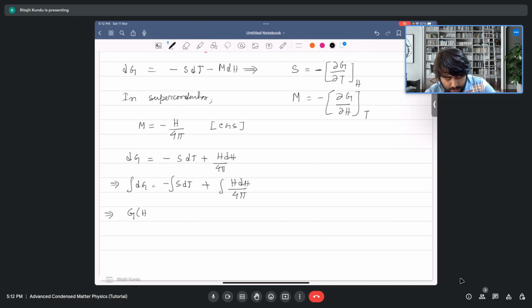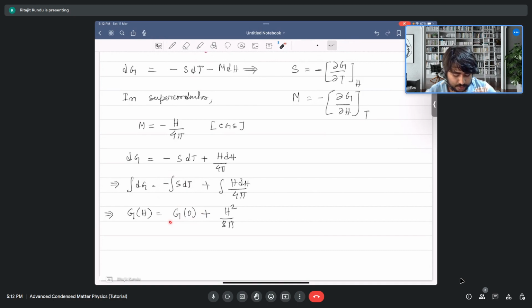So G in the presence of a magnetic field H is given by G without the magnetic field plus H squared by 8π, right? So all this entropic part is there for all cases, it is there for metal, it is there for any case. So this entropy part is always there, so we are absorbing that entropy part into this G naught. So G naught is the Gibbs free energy without any magnetic field.